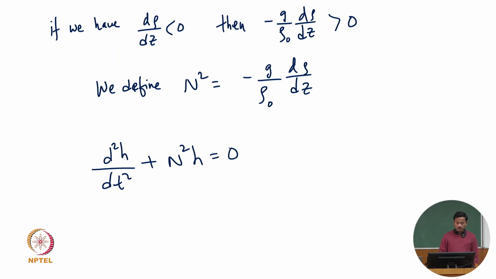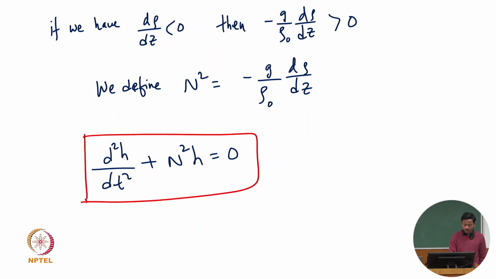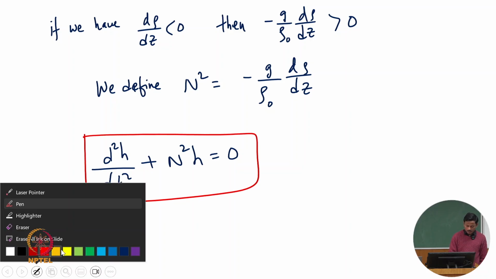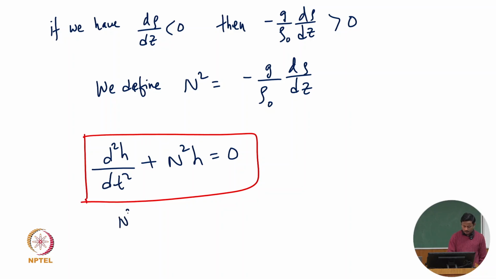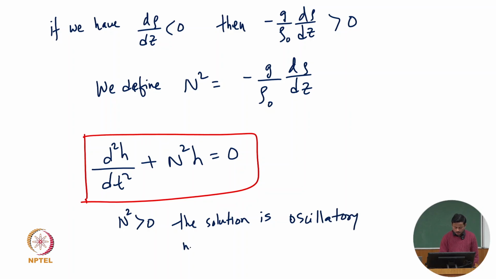So this is an oscillatory motion if N² is positive. Many of you, I think all of you, will recall simple harmonic motion. If N² is positive, the solution is an oscillatory motion. So why is it an oscillatory motion?